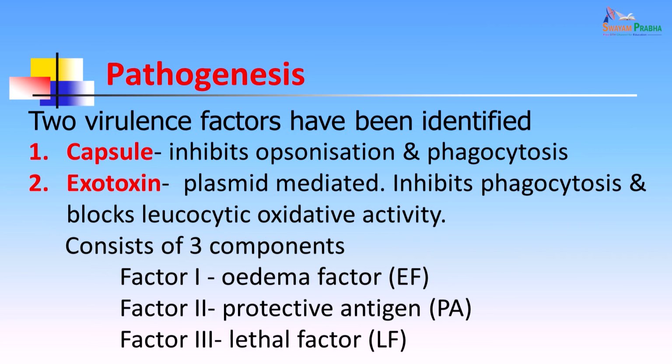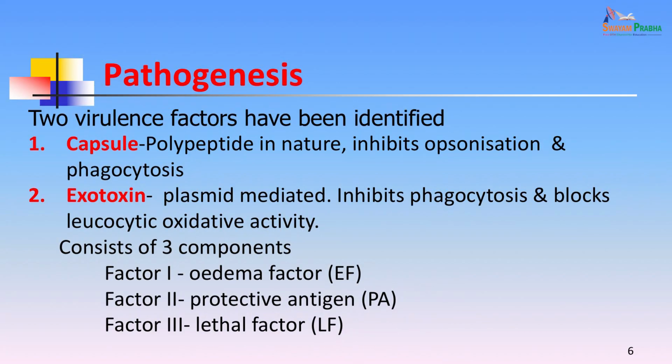The pathogenesis of anthrax basically depends on its 2 virulence factors. One is the capsule, which inhibits opsonization and phagocytosis. A non-capsulated strain, which is often used in vaccines, is not infective. The second important virulence factor in anthrax is the exotoxin. Now, this exotoxin is plasmid mediated. It inhibits phagocytosis and blocks the leukocytic oxidative activity. It consists of 3 components: factor 1, factor 2, factor 3.